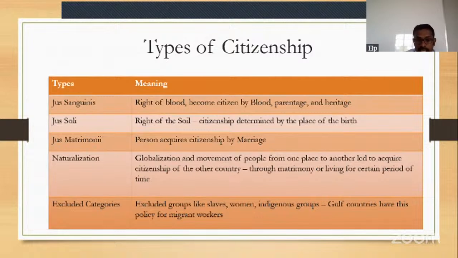And the excluded categories: there are some countries, especially Gulf countries, with policies for migrant workers where they won't give citizenship, and excluded groups like slaves are considered excluded categories. They will not be given citizenship.